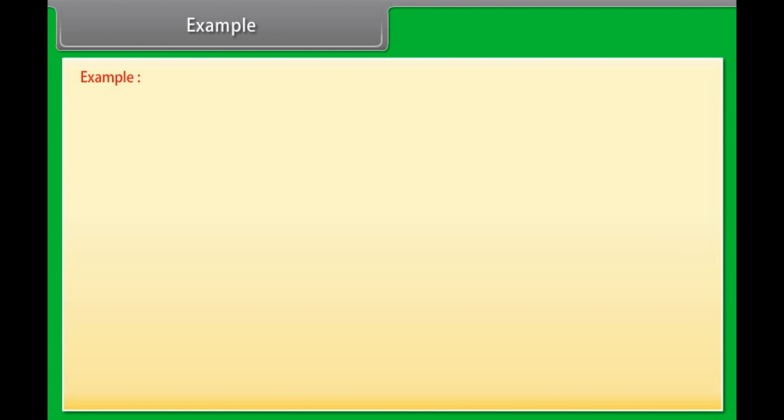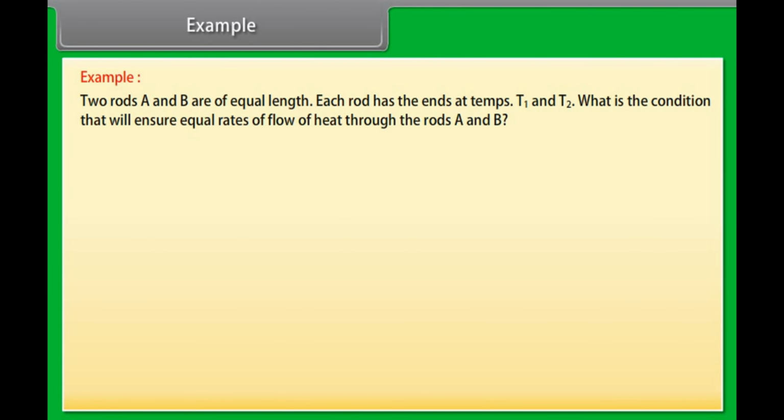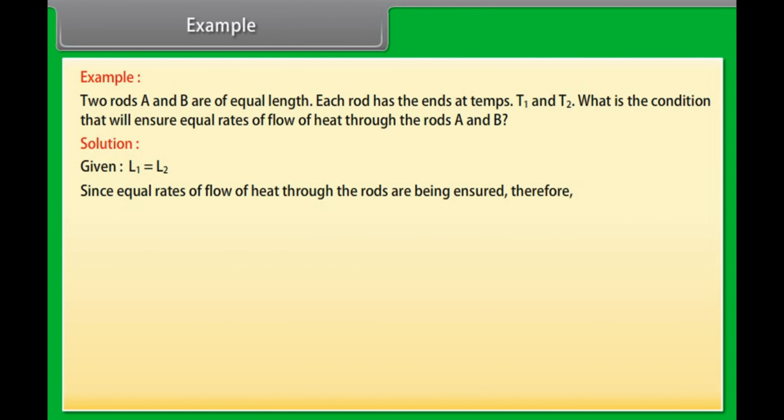Example. Let us take an example of thermal conductivity. Two rods A and B are of equal length. Each rod has the ends at temperature T1 and T2. What is the condition that will ensure equal rates of flow of heat through the rods A and B? Let's see the solution. Given L1 = L2. Since equal rates of flow of heat through the rods are being ensured, therefore ΔQ1/Δt = ΔQ2/Δt.